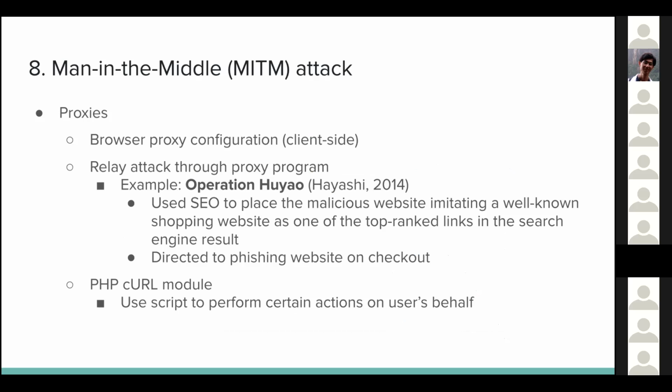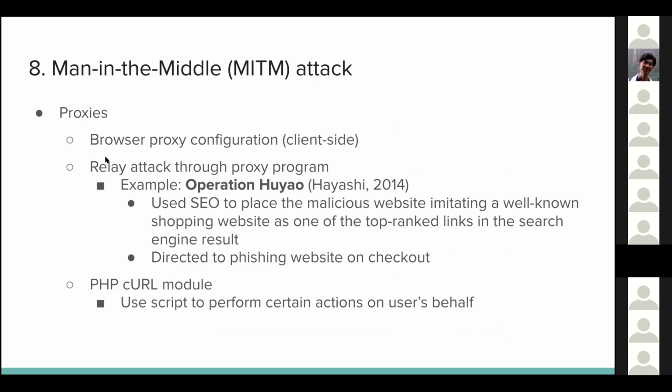Then another option is a browser proxy configuration. On the client side, on the victim side, it changes the proxy setting of the browser to forward all of the victim's communication to the attacker's domain. To carry this out, the phisher first needs to install malware on the user's computer.